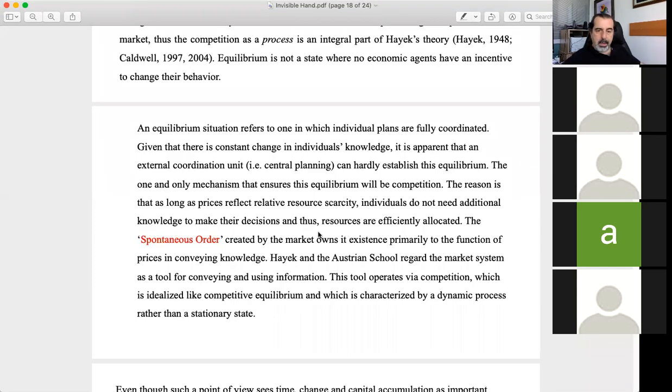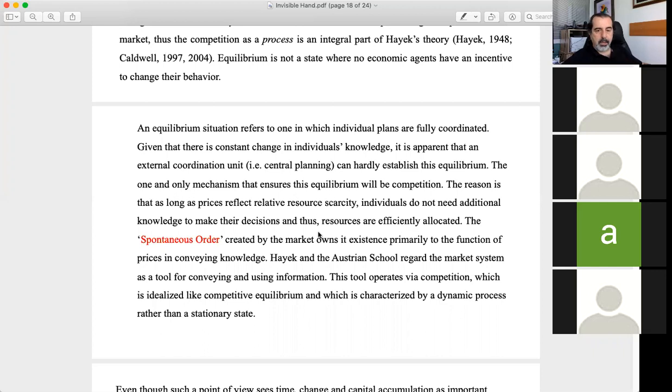The spontaneous order created by the market owes its existence primarily to the function of prices in conveying knowledge. Last time we discussed, I remember, that the basic function of prices is to reflect the information of relative scarcities. Whenever there's a high price in the market, it means that the resource in question is relatively more scarce than others, etc. So the basic function of the whole price mechanism in general is to collect, process and disseminate the piecemeal information in the hands of individuals.